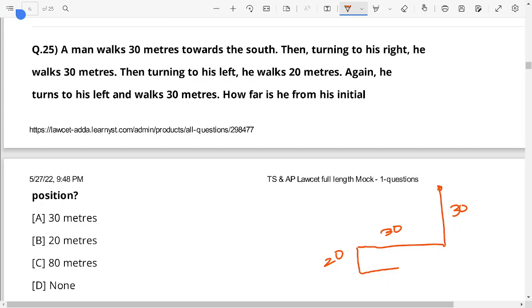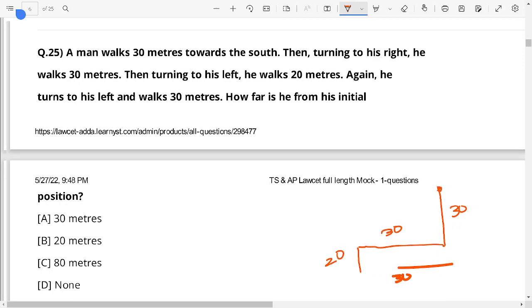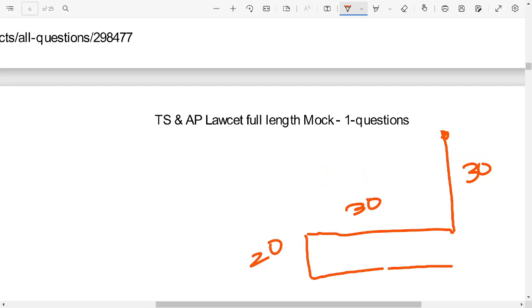Right, he walks 30 meters. Just look at the diagram, guys. He walks 30 meters. So this will be the diagram here. Now if he is stopping here, the initial point is here. So how far is he from the initial point? Just look at here. So we have 30 meters plus 20 meters. What will be 30 plus 20? That is 50.